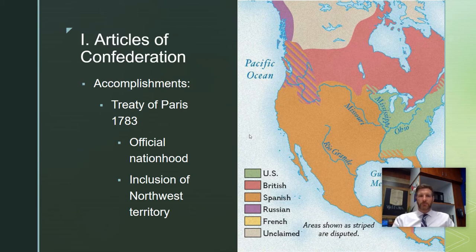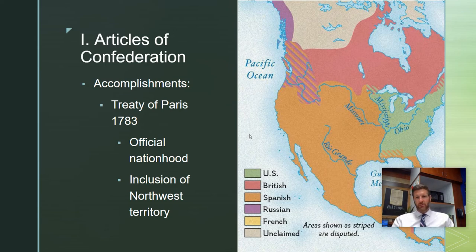However, two of its accomplishments, things that the first government did achieve, were, one, the Treaty of Paris in 1783. That 1783 is the end date of the American War for Independence. So that was the official treaty that ended the war. It ratified or signified official nationhood. We became a nation in 1783, and that included the Northwest Territory.